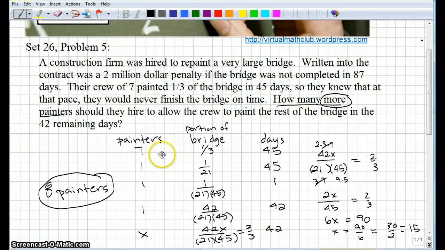I don't think a contractor wants to pay that. So let's hire 8 more painters. All right, great. We'll talk to you later.